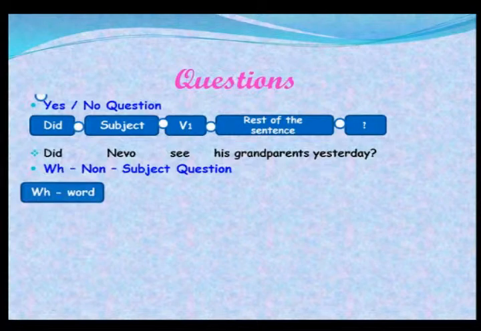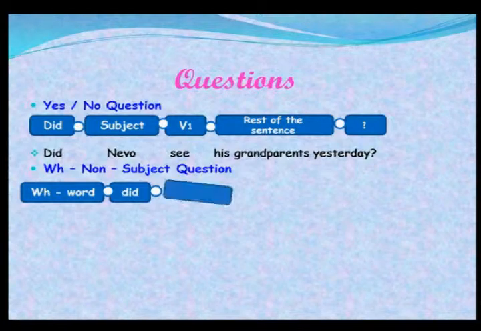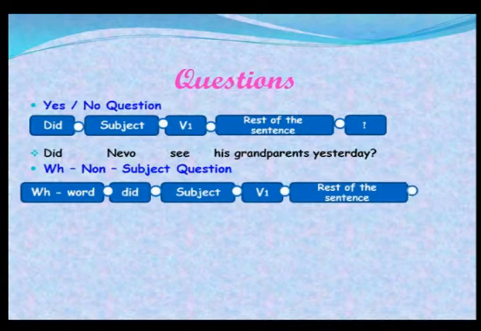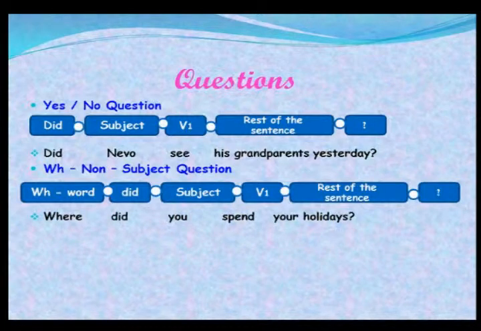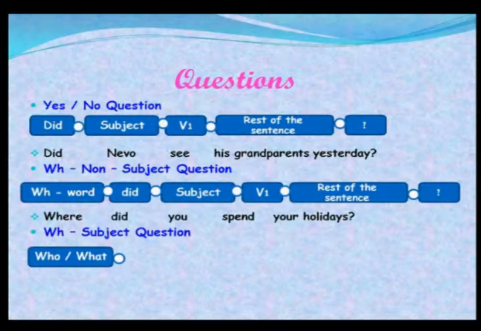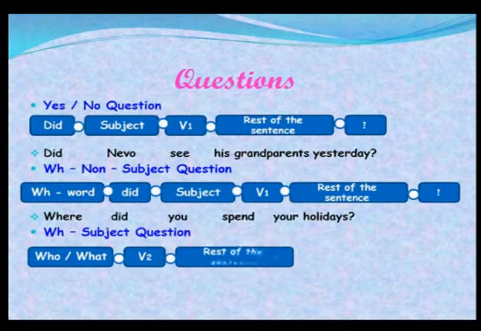here is the form. WH question plus did plus subject plus verb 1 plus the rest of the sentence and question mark. It is important. For example, where did you spend your holidays? WH plus subject and question. You see here, who or what plus verb 2 and the rest of the sentence.